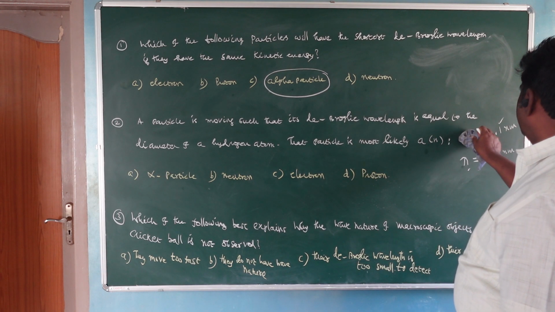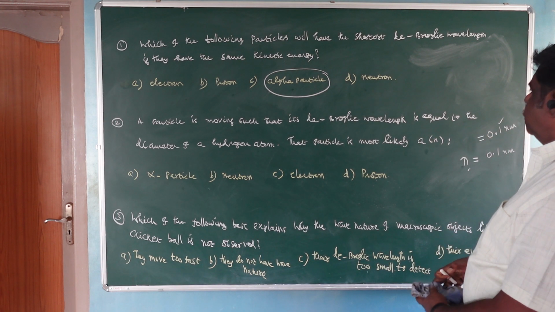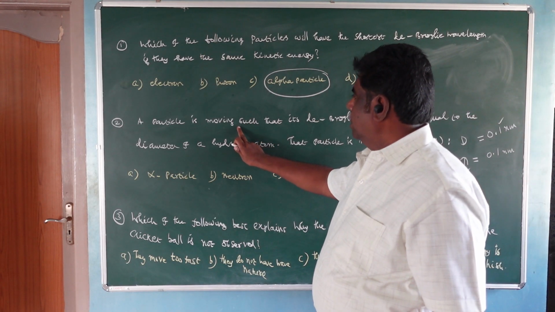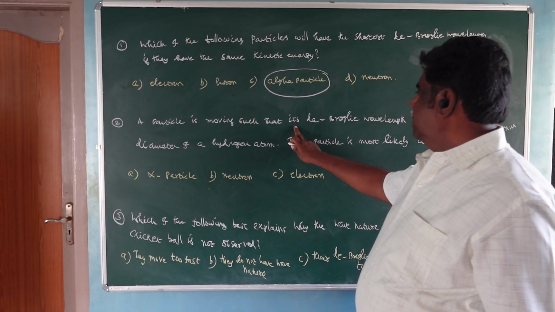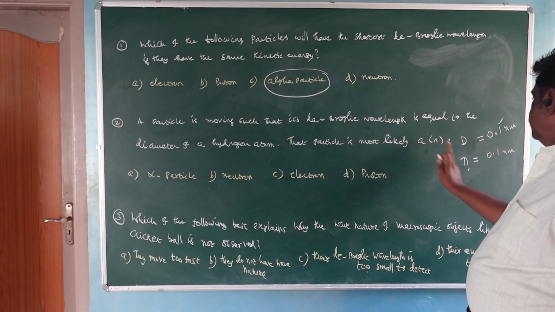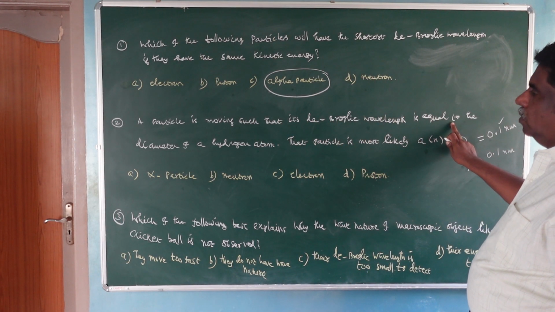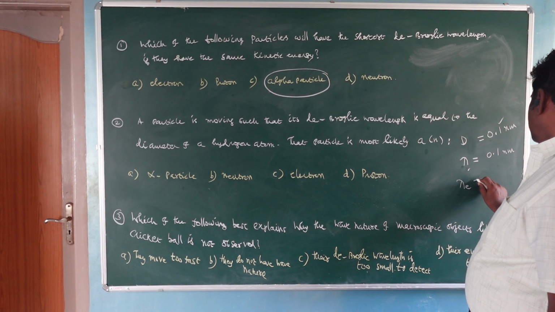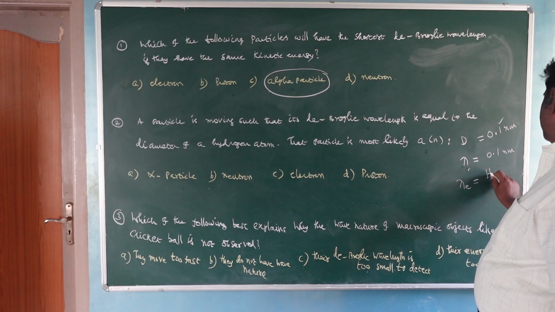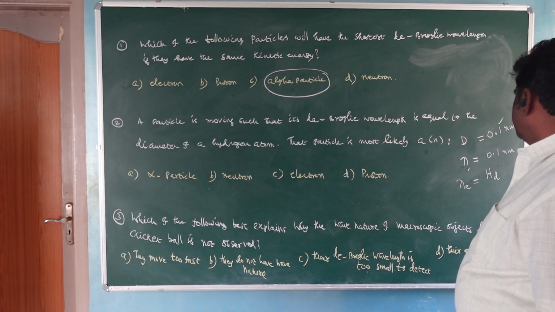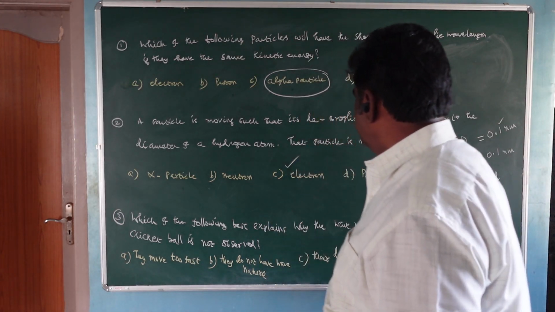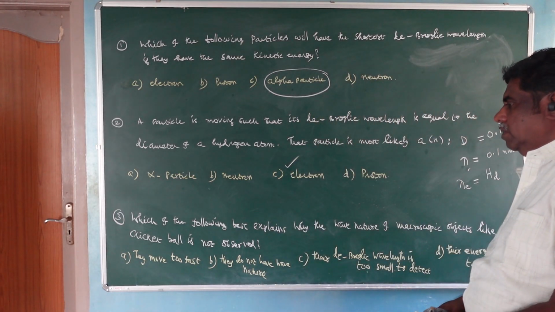Here they have given the diameter of the hydrogen atom. A particle is moving such that its de Broglie wavelength, that is lambda, is equal to the diameter of hydrogen atom. That means lambda of electron equal to diameter of hydrogen atom. Therefore, the answer is option C, electron.